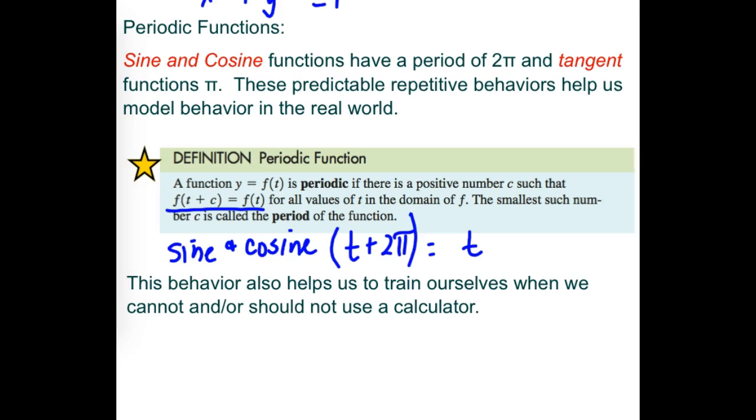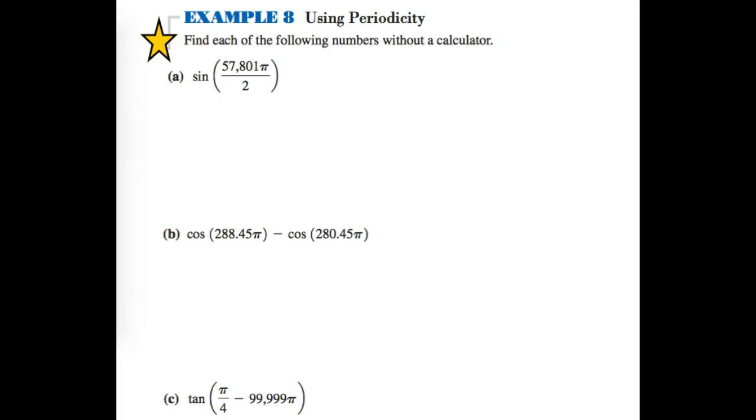This behavior also helps us train ourselves when we cannot or should not use a calculator. So we can find a lot of things without actually resorting to that calculator. So we have 3 examples here. It says find each of the following numbers without a calculator.